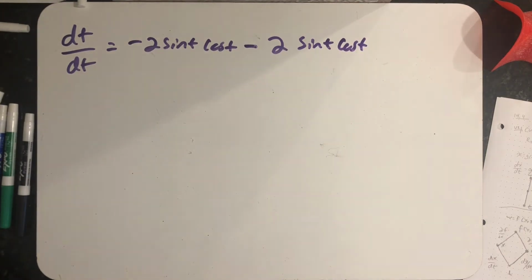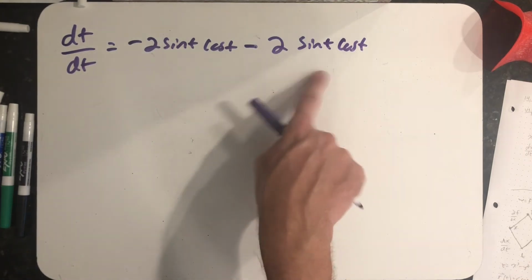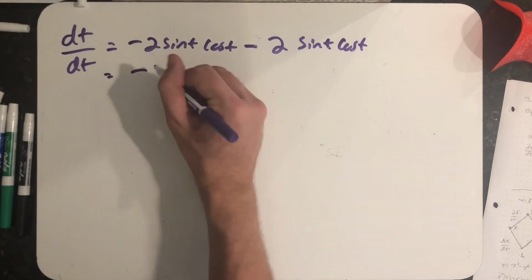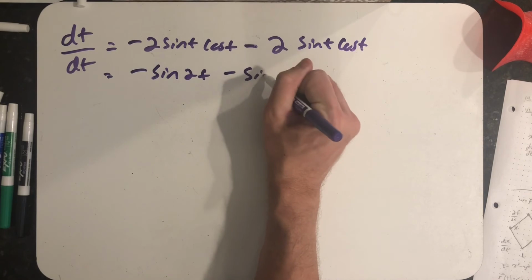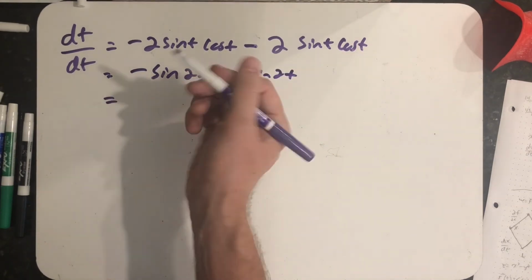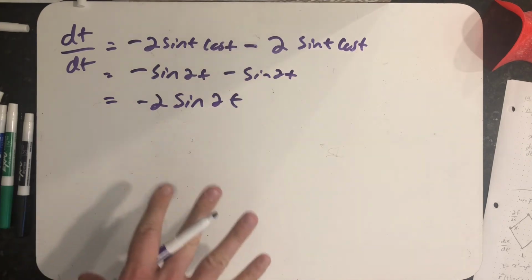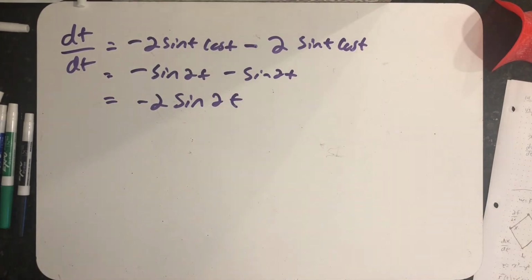Well, I can do what I'm going to do next in any order that I choose, but I recognize these as a trig identity, right? This is minus sine of 2t, and this is also minus sine of 2t, which is minus 2 sine of 2t. And there's my derivative. I was actually fairly satisfied here, but I got to use some cool trig identities.